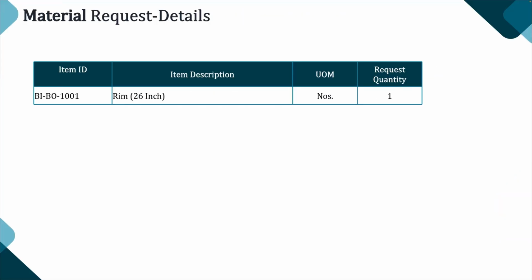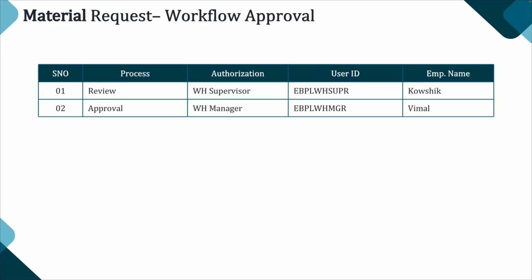This slide consists of your material request details. This is the corresponding detail which you are going to enter on the material request screen, which consists of the item, the request quantity of 1, and the unit of measurement, which is numbers.